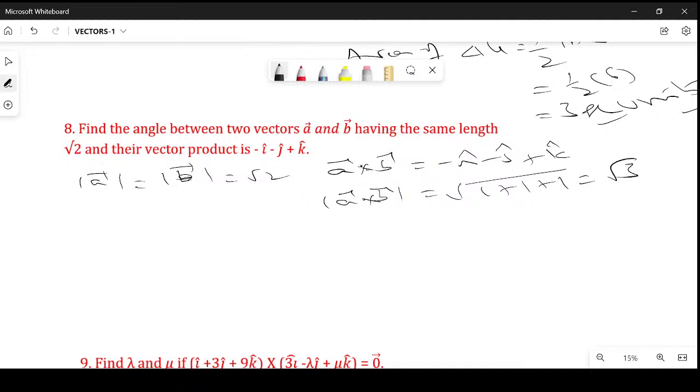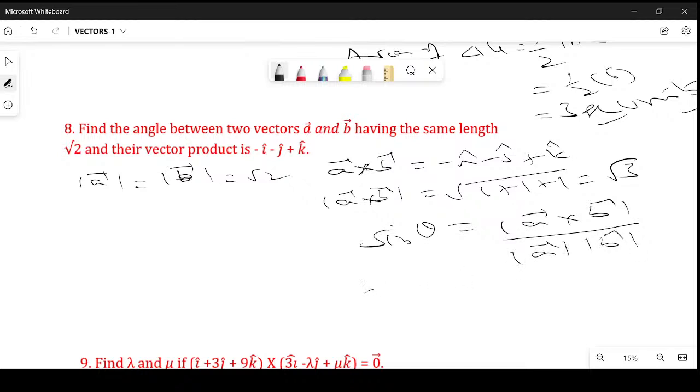So a bar cross b bar is given, the magnitude of that. Then I can find sin theta. We know the formula: sin theta equal to mod a bar cross b bar by mod a bar mod b bar. So we have this formula.